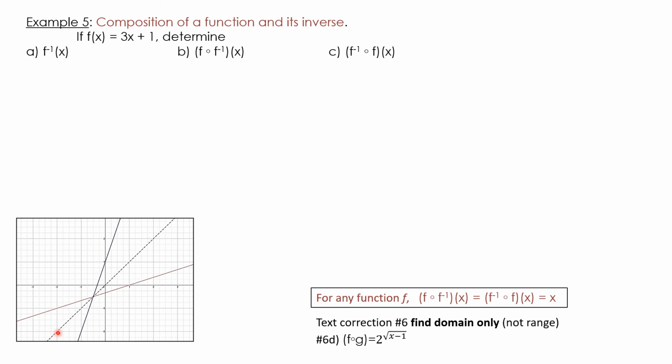Remember what an inverse means. It means that when you take the line y equals x, that's your line of reflection. When you reflect your original function through that line, you'll get your inverse. So that's what our inverse is going to look like. But let's find the equation of the inverse here.